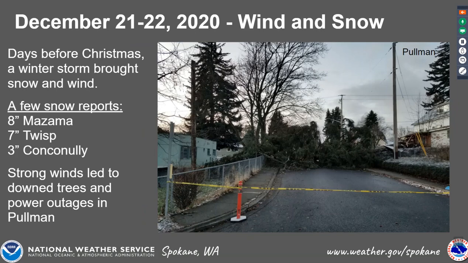Then as we moved into December, we did have a wind and snow event. So we had some good snow up towards the Cascades in Okanogan County. Mazama, Twisp, Conconully had some good snow. And then we had wind down towards the Palouse. So this was a Pullman morning. They had some trees blow down, take some power lines down across the Palouse.